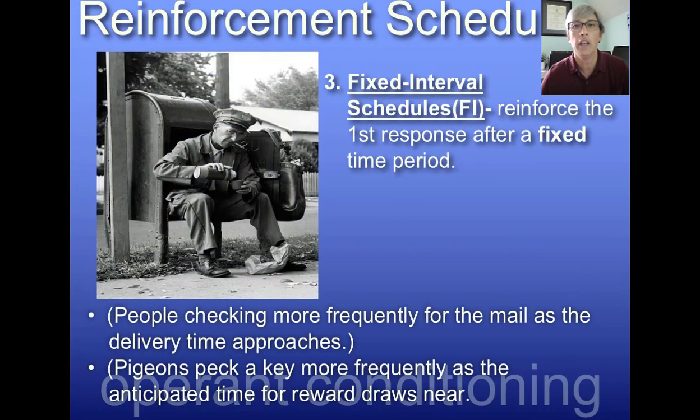A fixed interval. Now, fixed, it's set. Interval is time. An interval is 30 seconds of burpees. It reinforces the first response after a fixed period. People checking the mail. Pigeons peck at it more frequently when they know that they're going to get the reward. Fixed interval. It's a fixed amount of time. Another example is like a paycheck.